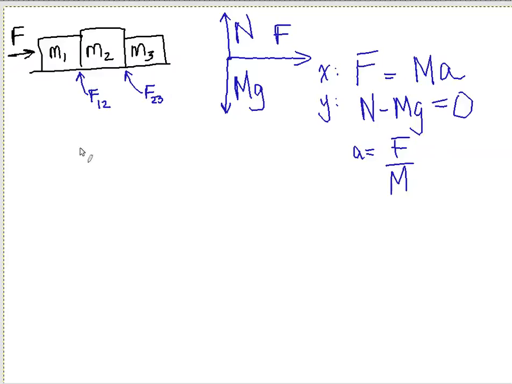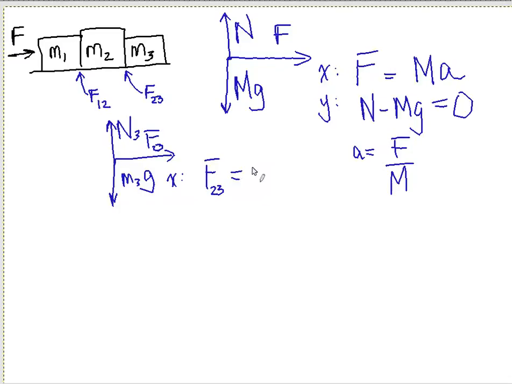Now that we have that, we can look at the free body diagram for M3 to find this contact force. Because that free body diagram goes like this. M3g, we got normal force on M3, and we have this contact force F sub 2,3. Right? So that's all we have going on here. So its x equation is F sub 2,3 is equal to M3A.